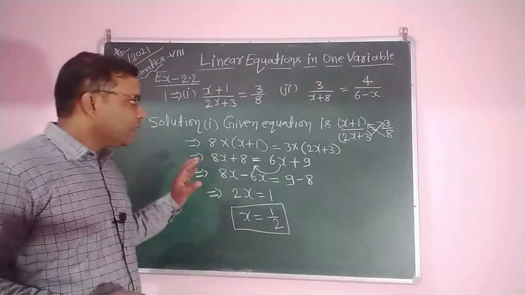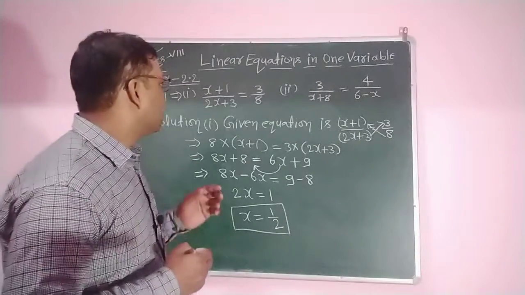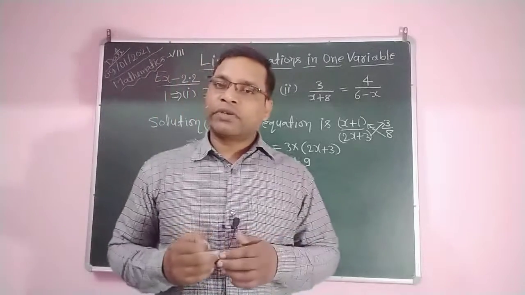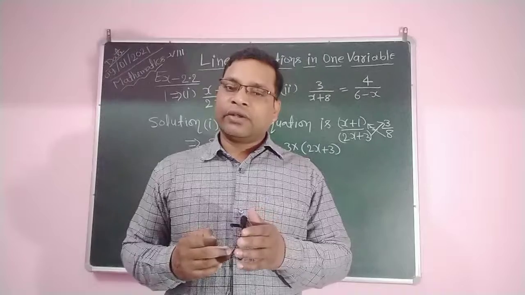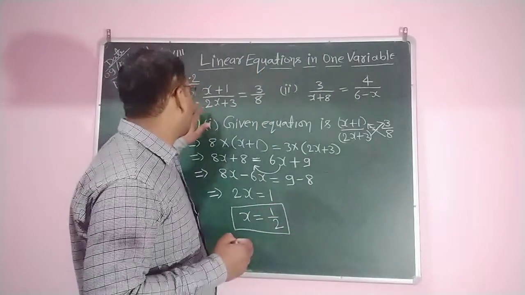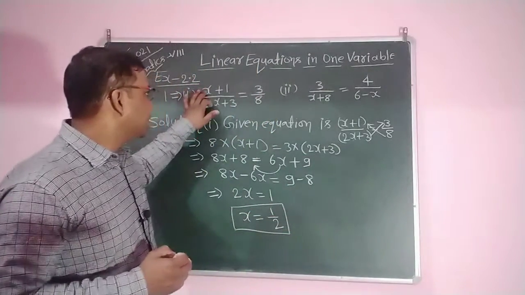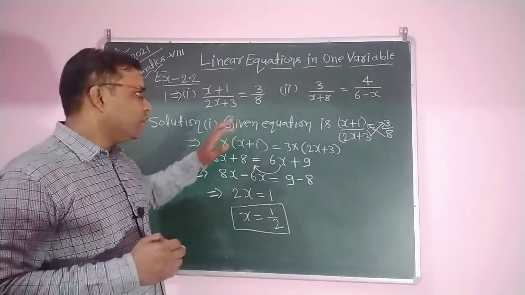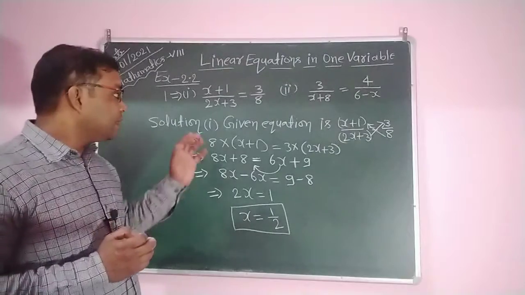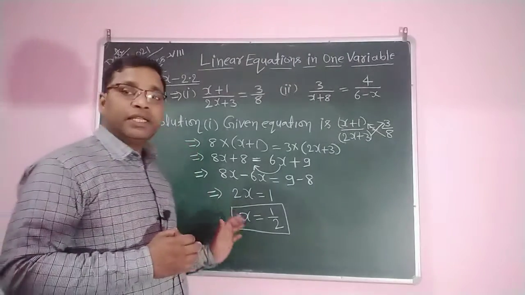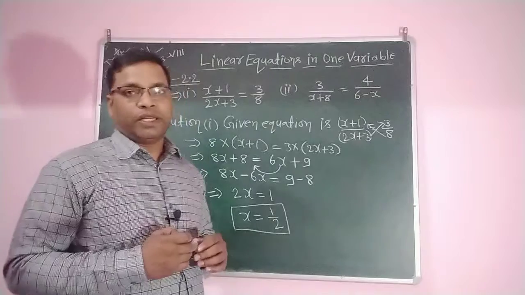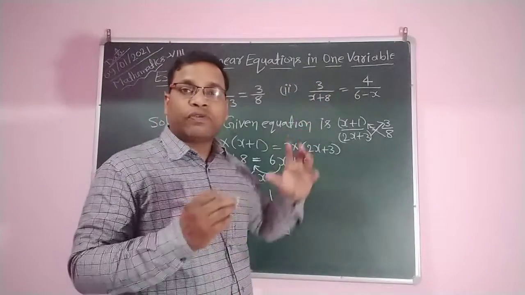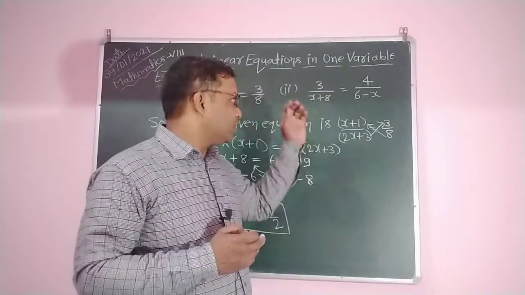Now we are going to discuss the second part of this question number 1, where we need to solve the given equations. In the first part of question number 1, the equation was (x + 1)/(2x + 3) = 3/8. When we simplify it, we get the value of x is 1/2. Now we are going to find the value of x in the second part.